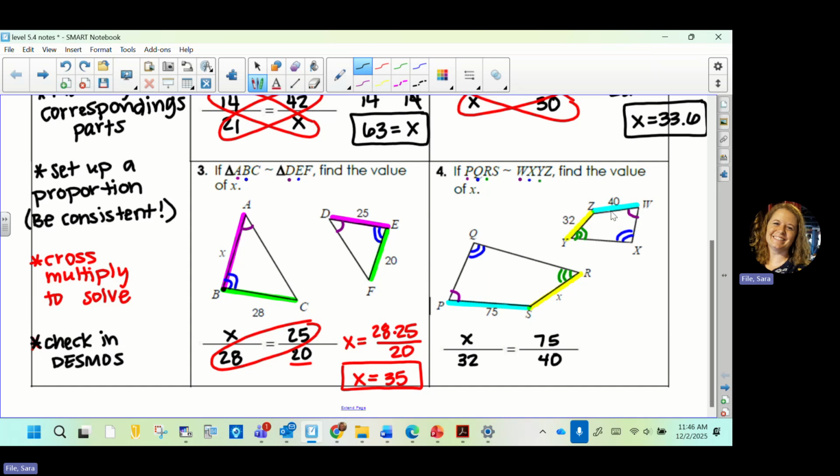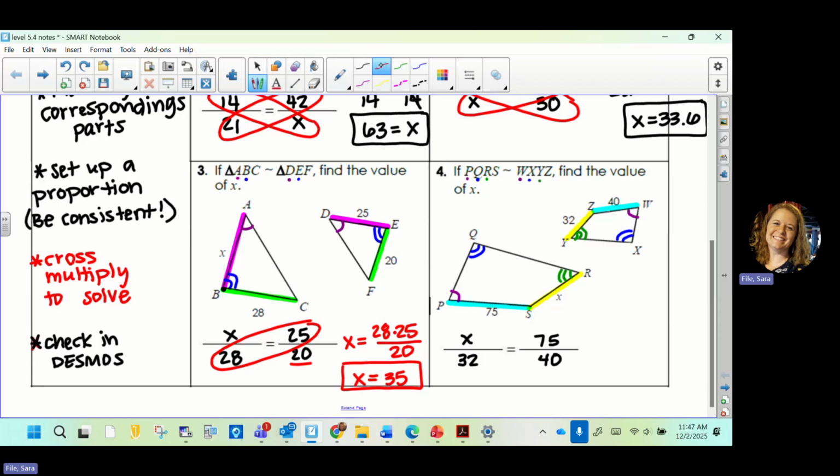Okay, and you can see 75 is not double 40, it's less than double. So I know it's not going to be double 32, it's going to be less than 64, but I know it's got to be somewhere between 32 and 64. So oftentimes, if you just think logically, you can eliminate some answer choices that don't even make sense. Okay, so I just want you to make sure that you keep that in the back of your mind.